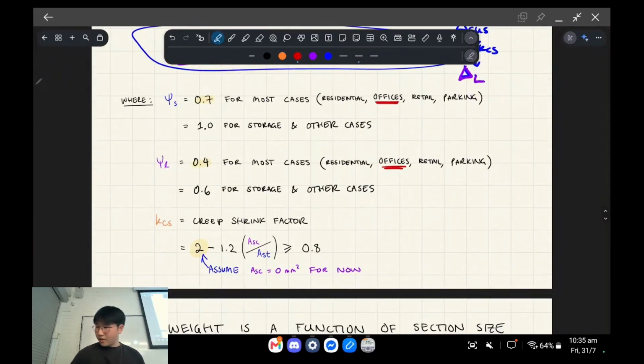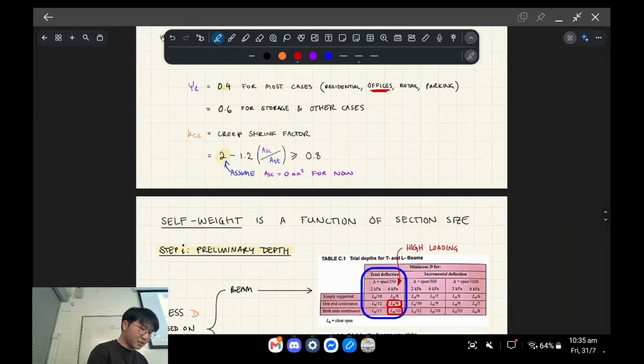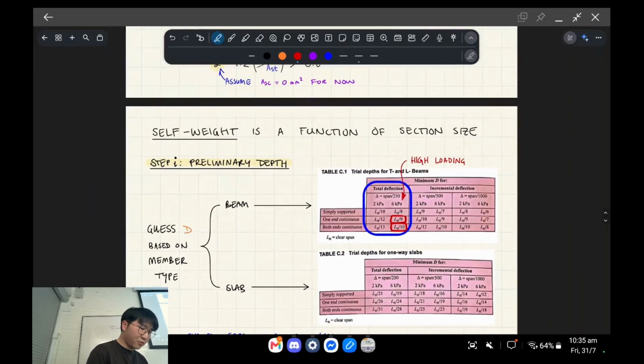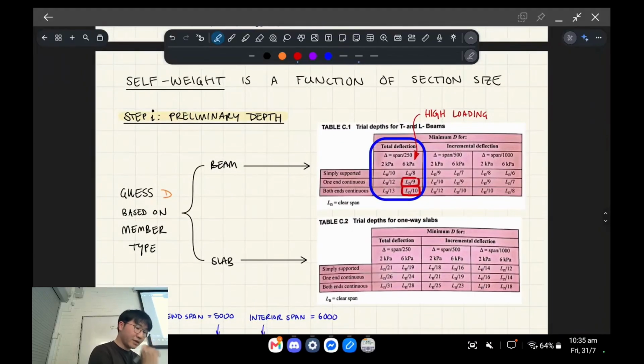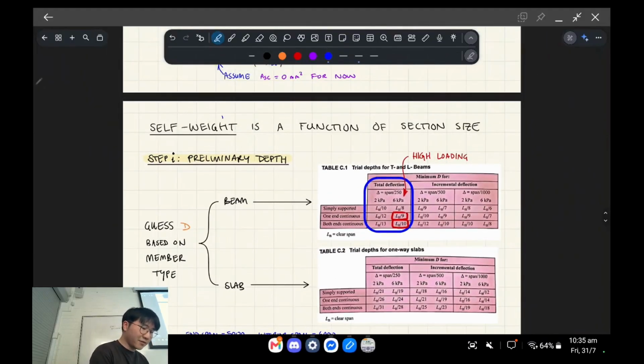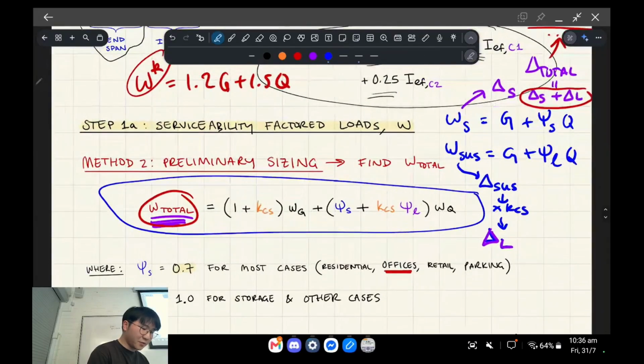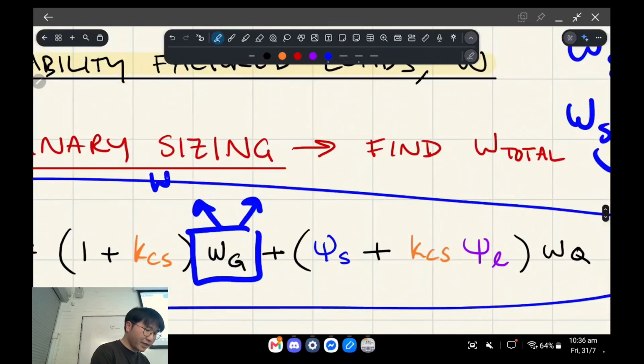Having said that, this is basically the formula that we're going to use. We're going to work our way to getting there. So the first thing we need to do is figure out the self-weight, because remember, in this big formula, we've got WG, and WG has two subcomponents. It has the dead load due to the superimposed dead load, and it has the dead load due to the self-weight.